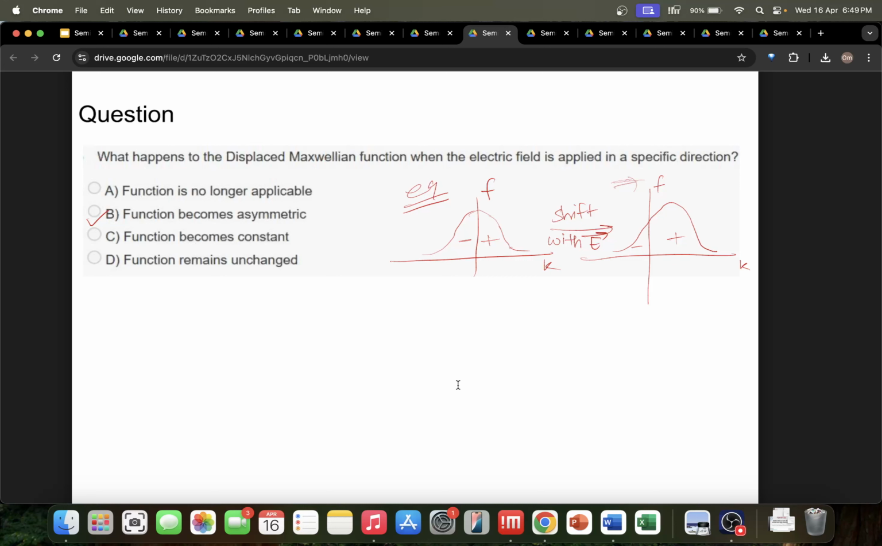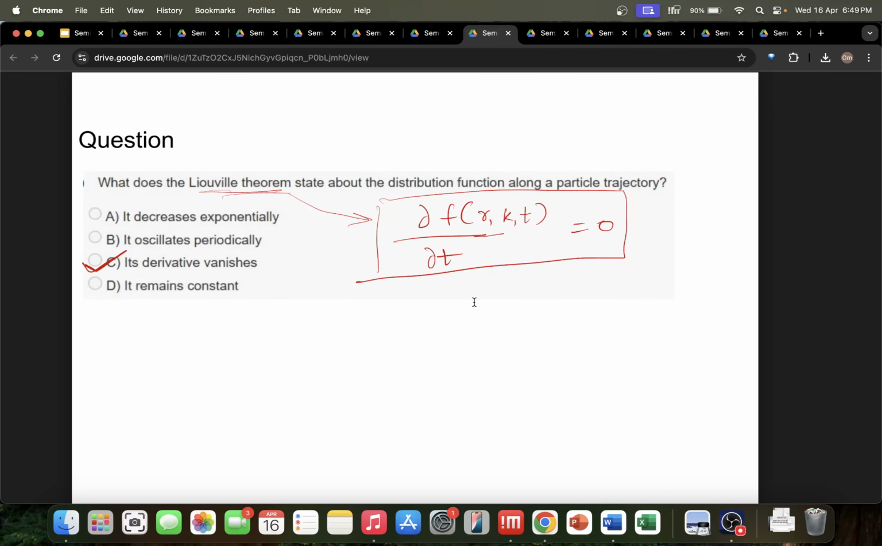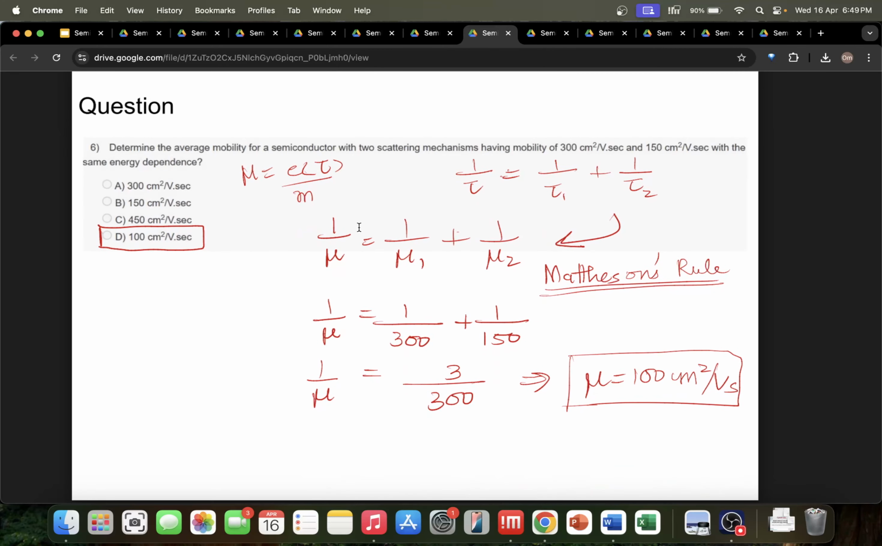Then we saw the impact of electric field on the distribution functions. With an applied electric field, the distribution functions are no longer equilibrium. Negative and positive sides are not the same, and the distribution shifts. We studied what Liouville's theorem states. We saw the derivation of Matthiessen's rule and how different limiting mobilities affect the effective mobility of the electrons or holes.